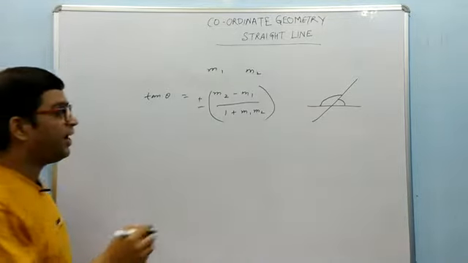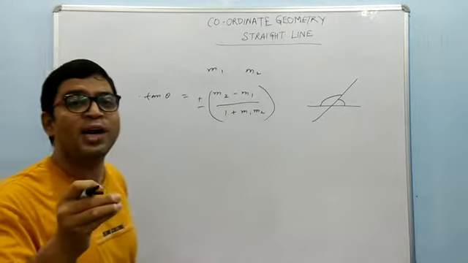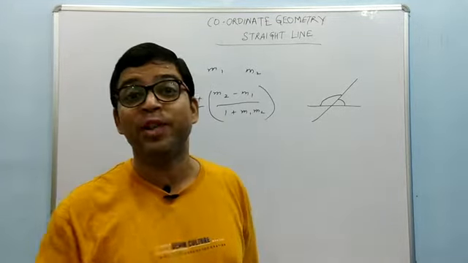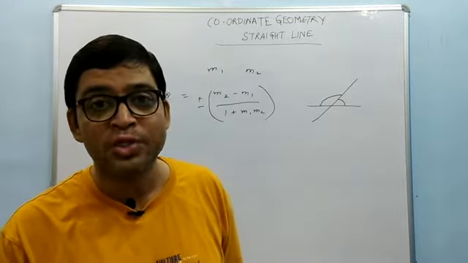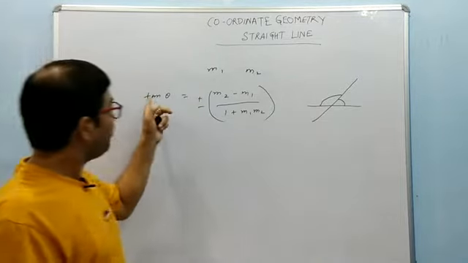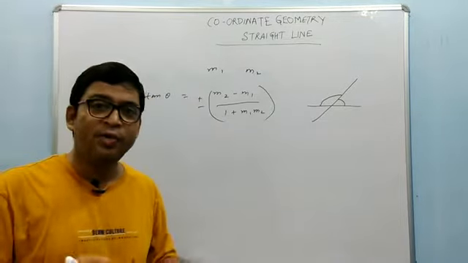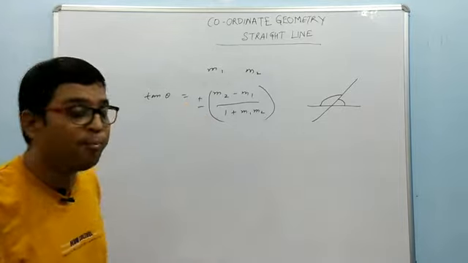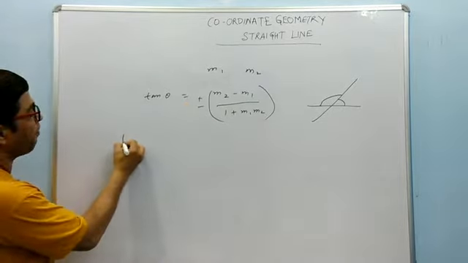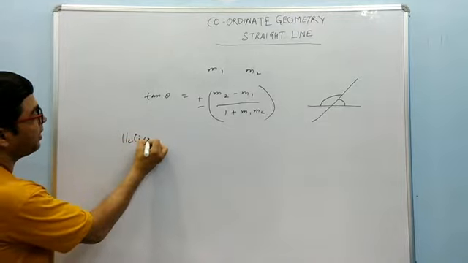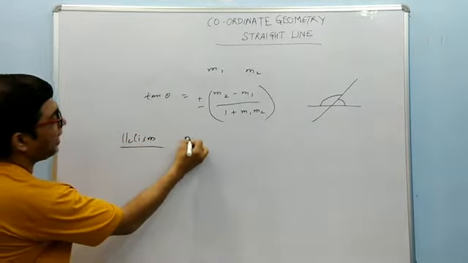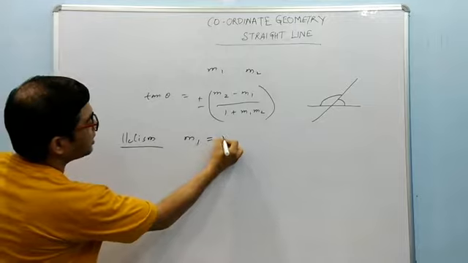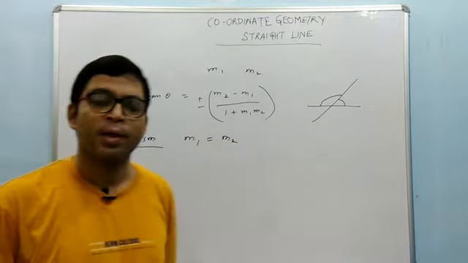What result are we deriving? That if two lines are parallel, what is the angle between them? That is going to be, of course, 0 degrees. So if we put tan theta equal to 0 degrees, what does this give us? m1 is equal to m2. So the condition of parallelism is that two lines will be parallel if m1 is equal to m2.